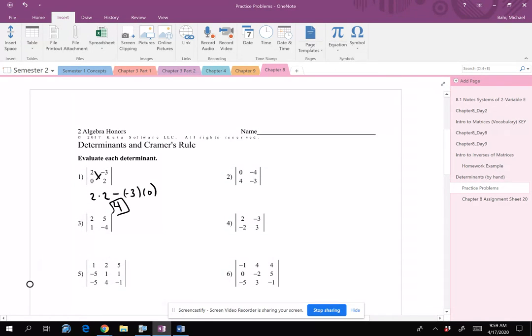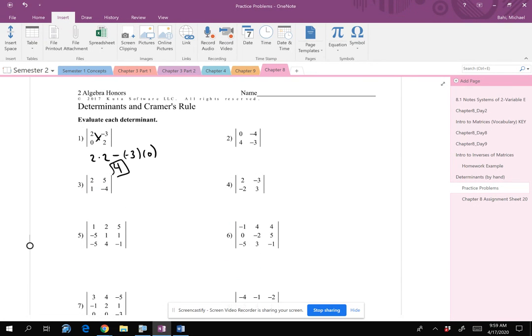So I'm going to do number 5. This is just a practice sheet. Don't worry if this looks like unfamiliar territory.